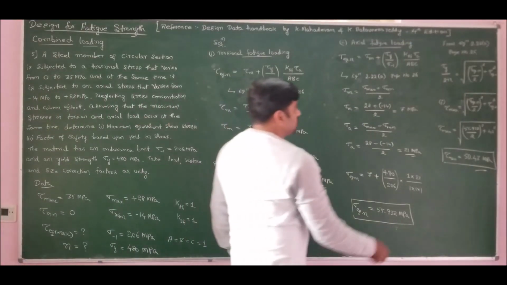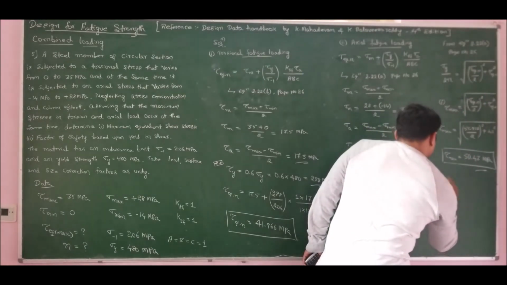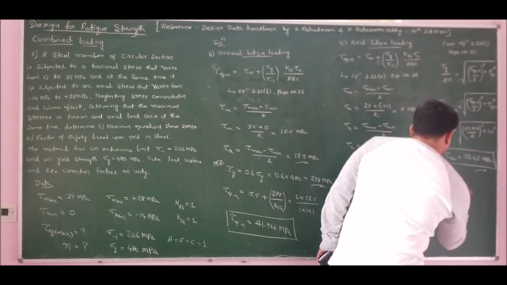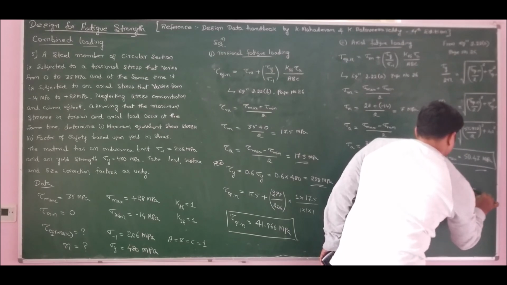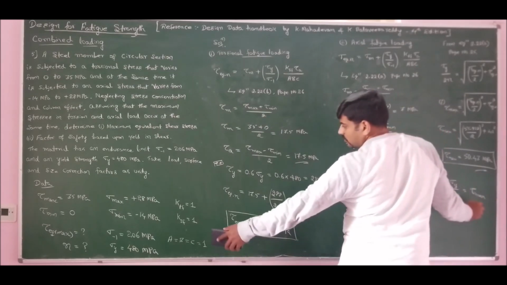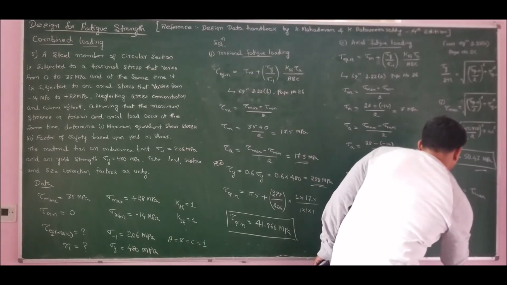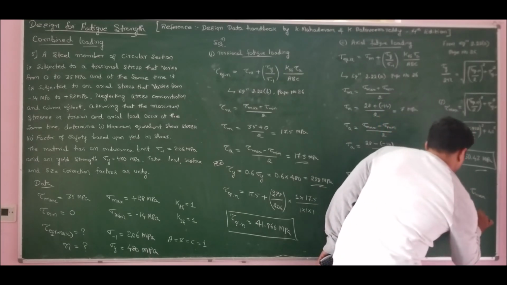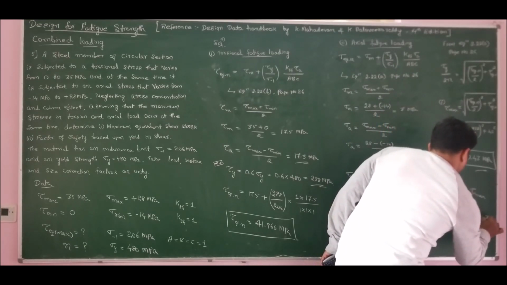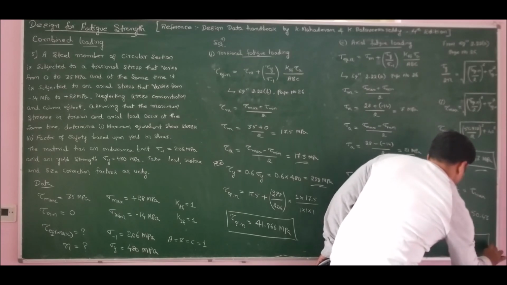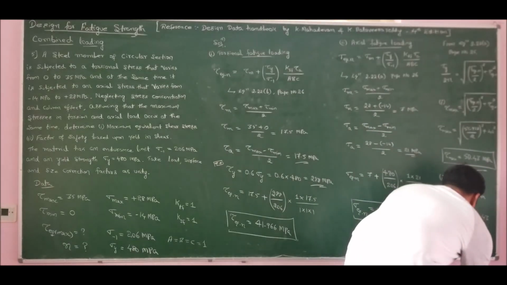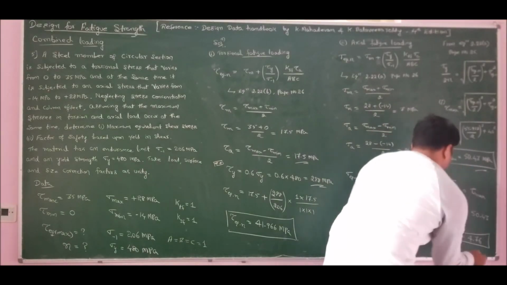Now find the factor of safety by resubstituting. From the above equation, I can write sigma yield by 2 times factor of safety is equal to tau max. Sigma yield is known to me, 480 by 2 times factor of safety is equal to tau max. Tau max is 50.43. So we get the factor of safety as 4.76. The factor of safety for the problem is 4.76.